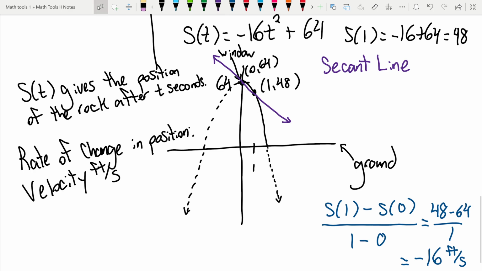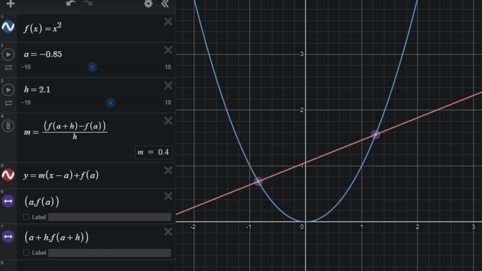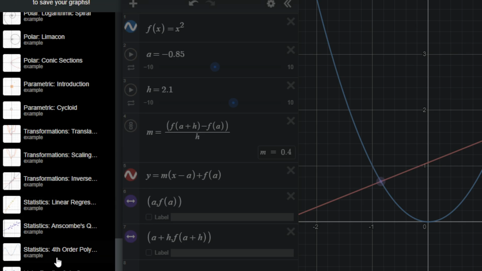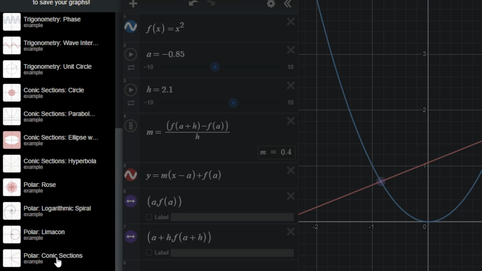So let's just take a look at a diagram here. If you weren't in Math Tools 1, this is a program that I like to use a lot called Desmos. Just the website desmos.com. So it's just an online graphing calculator. But if you click in the upper left corner, they have all these different complicated graphs you can make.